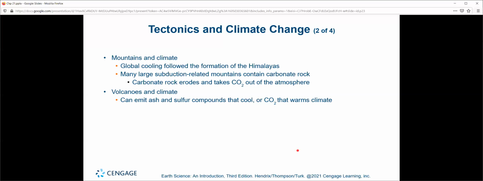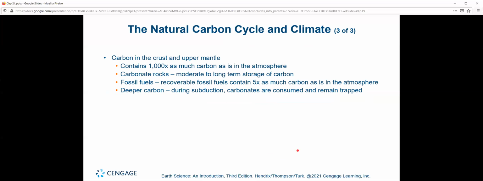This tectonic activity can come into play when you talk about mountains and climate change. Global cooling, we have determined, followed the formation of the Himalayan mountains when India slammed into the bottom of Asia. Many large subduction-related mountains contain carbonate rock. This carbonate rock erodes and takes CO2 out of the atmosphere. Plus the volcanoes of the Himalayan mountain range emit ash and sulfur compounds that cool, and CO2 that warms the climate. A lot of stuff going on here, right?